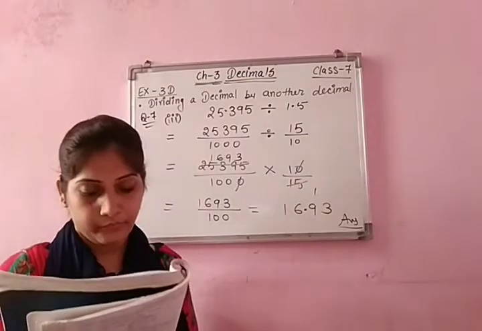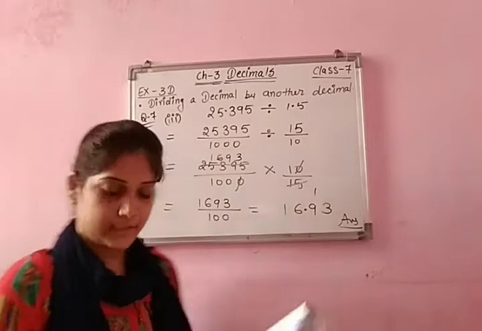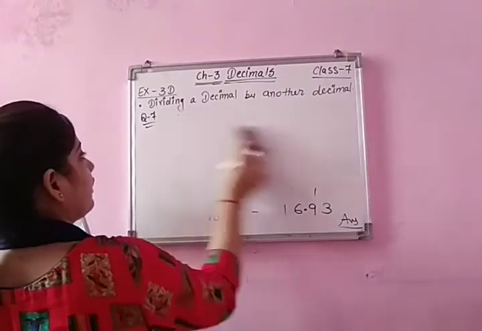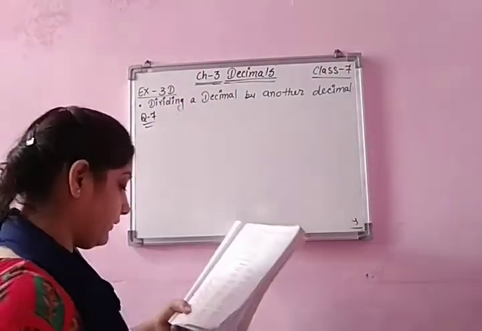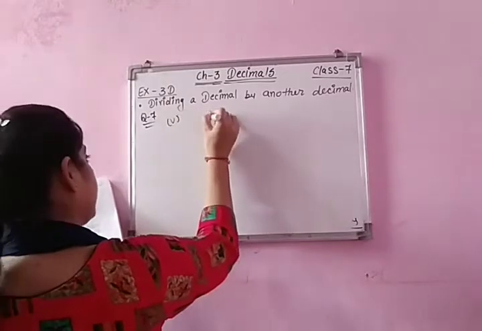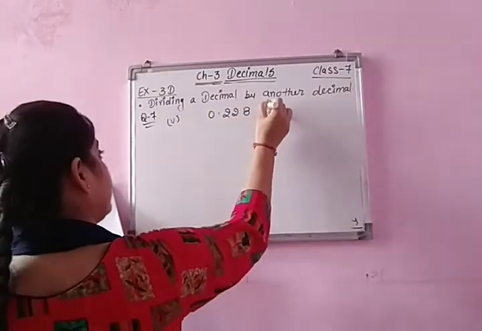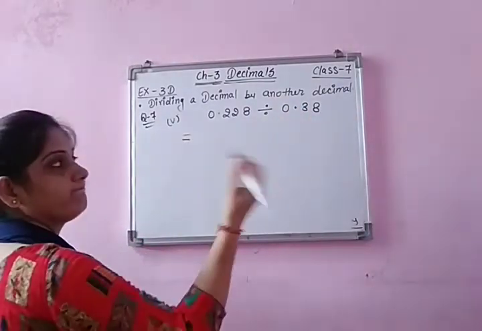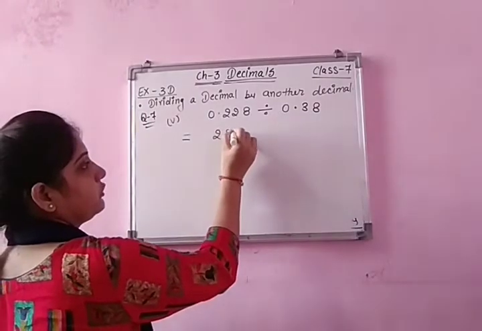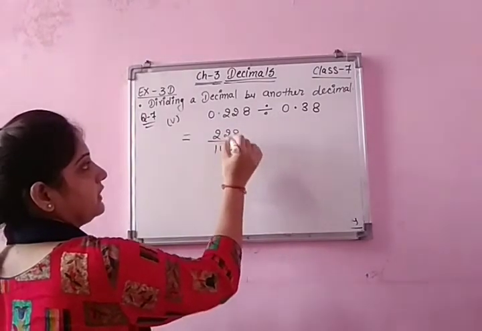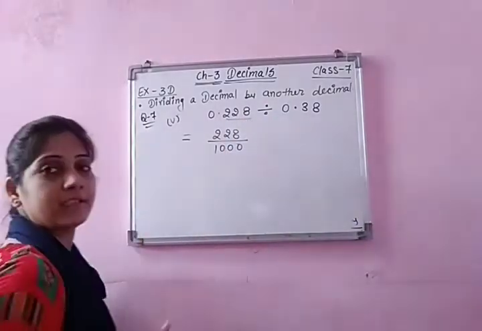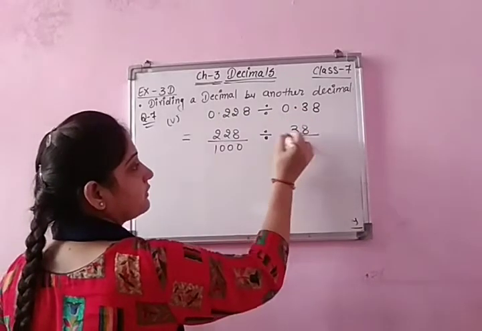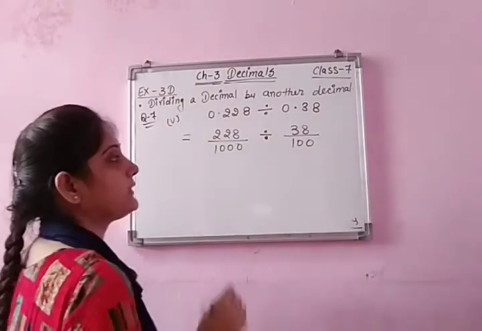Okay. Now, the fifth part, let's do it with me. There are total 15 parts. Some I am solving here and some you need to solve yourself. Fifth part, 0.228. You need to divide it by 0.38. So again convert into fraction. 228 upon 1000, because there are 3 digits. And 38 upon 100, yes, because of 2 decimal places.